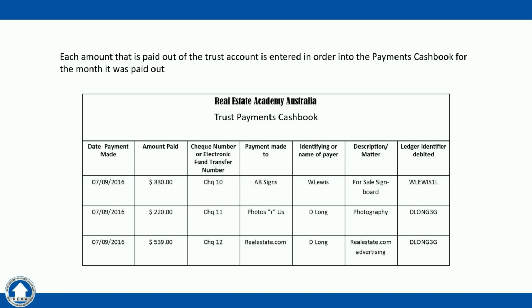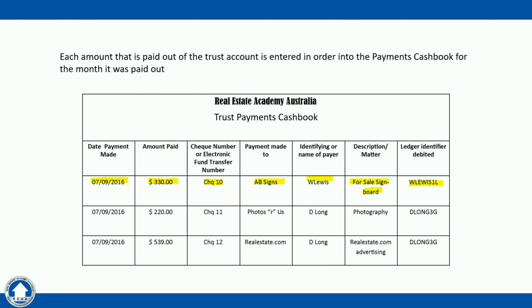So once again, if I just go through the details, you can see that the information we have is the date that the payment was made, followed by how much it was that we paid out, $330, with check number 10, and we made the payment to AB Signs on behalf of W. Lewis, which is the ledger that we've identified at the end, and the description for the amount that we paid out is a for sale signboard.